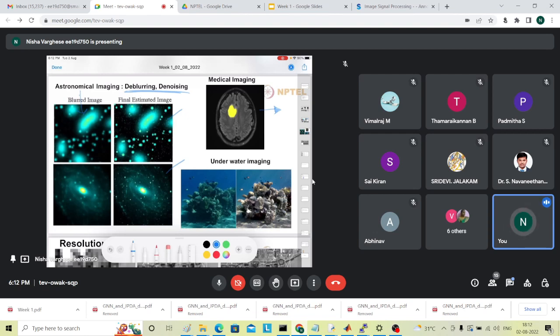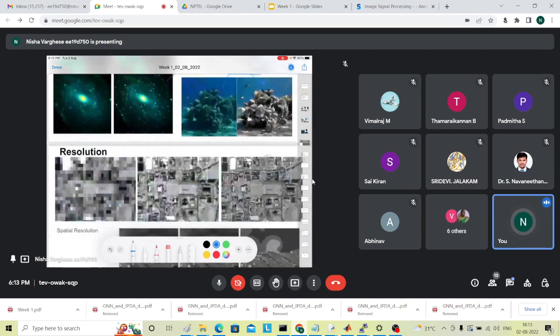Okay, and the next application is underwater imaging. When we capture images from underwater, some color distortion will be there. That should be restored to a good picture. That is known as underwater image enhancement. So these are applications of image processing.